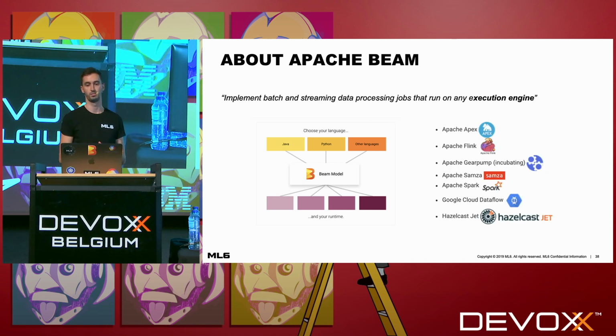And here I've tried to list the main runners. So you have Spark, you have Flink, but in our case we used Google Cloud Dataflow because we are using managed services. We don't need to bother about the underlying infrastructure. It just acts serverlessly for us.